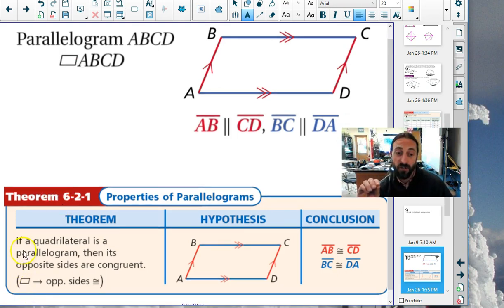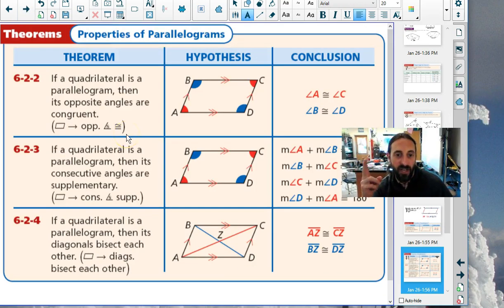And again, you'll notice this notation. You can read it here, but I'm actually just reading this language right here. If it's a parallelogram, this arrow means then. So if parallelogram, then the opposite sides are congruent, which means AB is congruent to CD and BC is congruent to AD. First property, one of your theorems. Second one, if it's a parallelogram, then the opposite angles are congruent. And you can see that here. A and C are congruent, D and B are congruent.